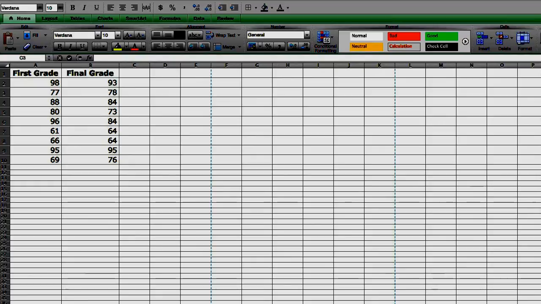So therefore we have, of course, two variables. The first grade is our independent variable, or our predictor variable. The final grade happens to be what we're trying to forecast, and that becomes our dependent variable. Once again, first grade is our predictor variable, independent variable. Final grade is our dependent variable.